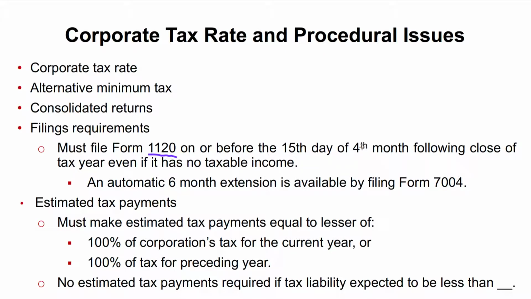Okay? Now, an automatic extension of 6 months is available through Form 7004. This is an extension to file, not to pay. You still have to pay on time. This is an extension to file. Speaking of paying, estimated tax payments: corporations, just like individuals, must make estimated tax payments quarterly and all that stuff. Must make estimated tax payments equal to the lesser of 100% of the corporation's tax for the current year or 100% of tax for the preceding year. And no estimated tax payments are required if tax liability is expected to be less than a certain amount. That amount fluctuates. It's been $500. It's been different amounts. Check that amount, but just note that that's an issue.